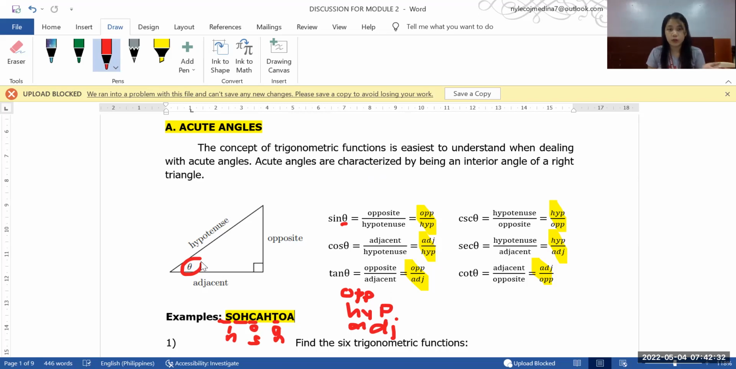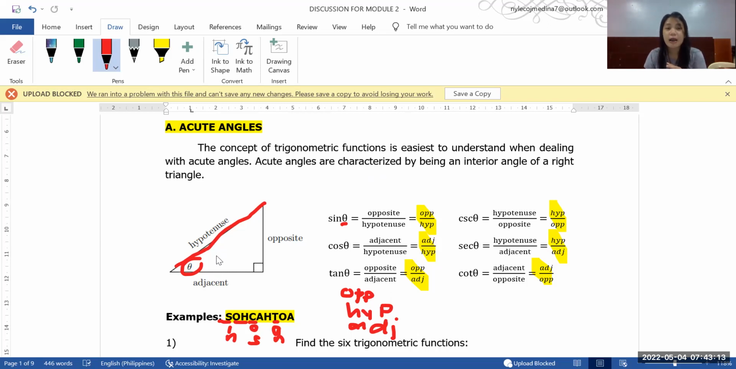So what is your hypotenuse? The hypotenuse is the longest side of the triangle. Imagine your right triangle. Your right triangle always has a slanting line. So this line, which I'm going to highlight, is your hypotenuse. Always. The hypotenuse is always the slanting line, when given a right triangle, of course.